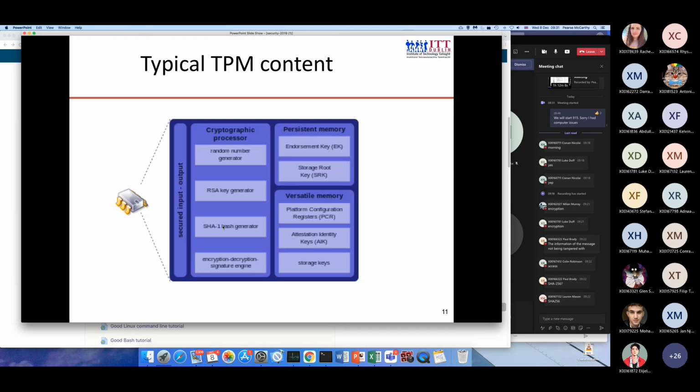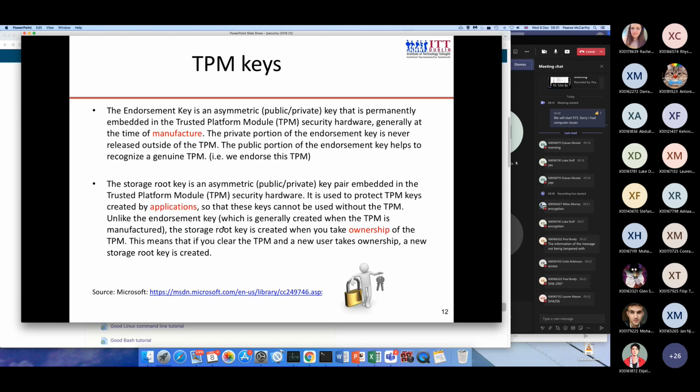But the people who were here last year will see terms like random number generator, RSA key generator, SHA-1 hash generator, and there's all sorts of keys there, right? Again, I'm not going to get into that because it's beyond the scope of some of the people in the room. Essentially, what I would need you to remember is, as I said, it keeps the secret keys secret, and it does all the crypto stuff for you.